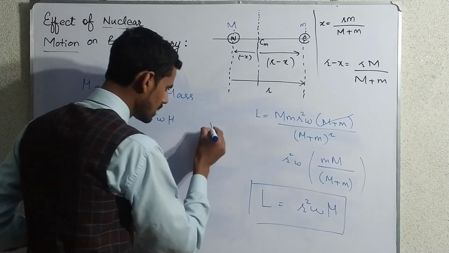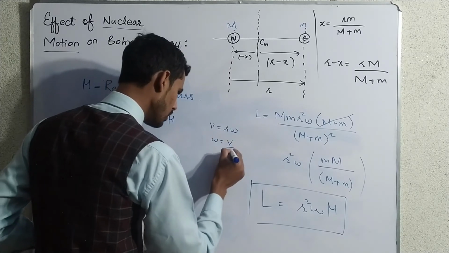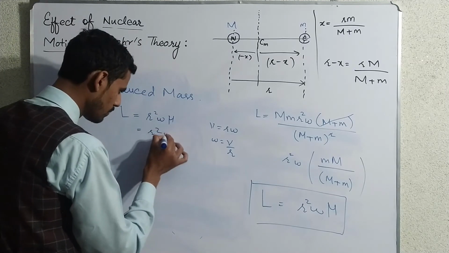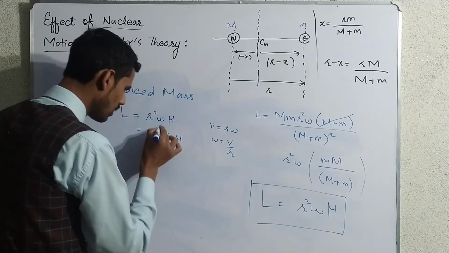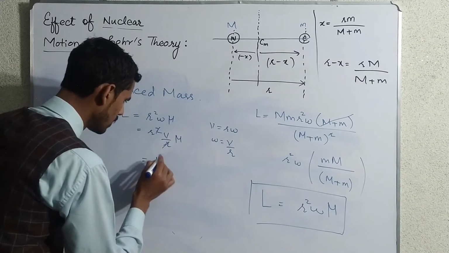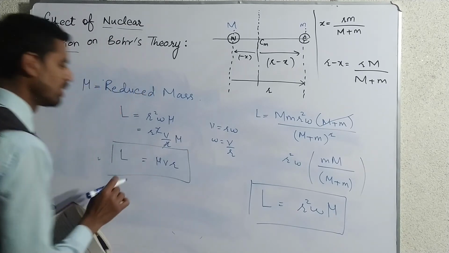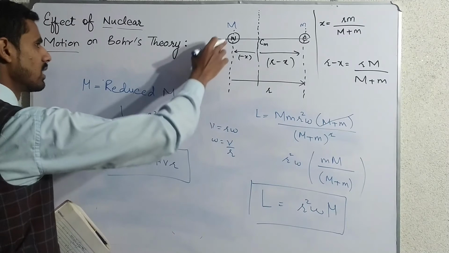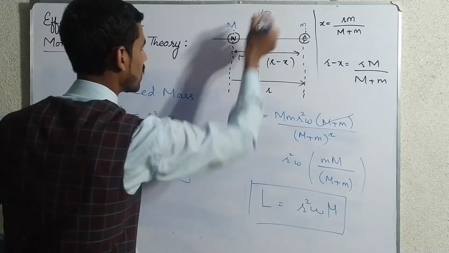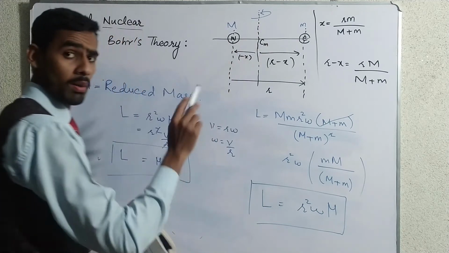We know that v is equal to r omega, and omega is equal to v over r. So putting this value of omega here, we can see that r square v over r mu, this r will be cancelled out with this one, so this will be equal to mu v r. So L, this is the angular momentum, when this nucleus is in motion, revolving around the axis of rotation. This is the axis of rotation, and this electron is also revolving around this axis of rotation.